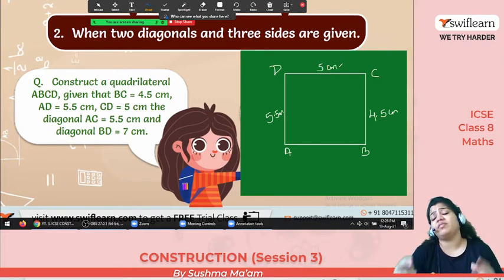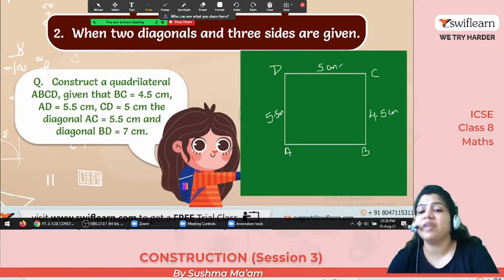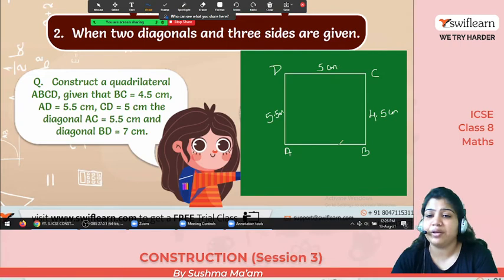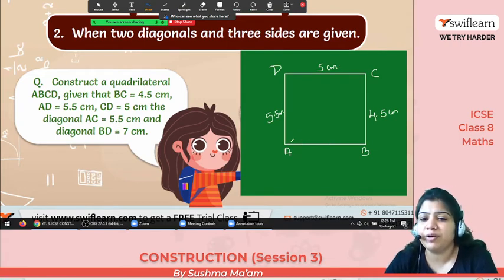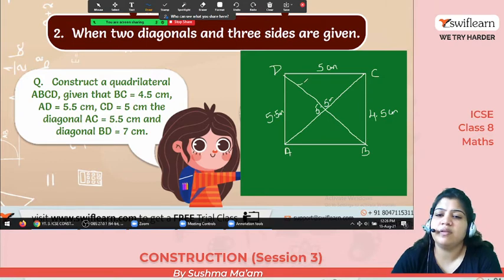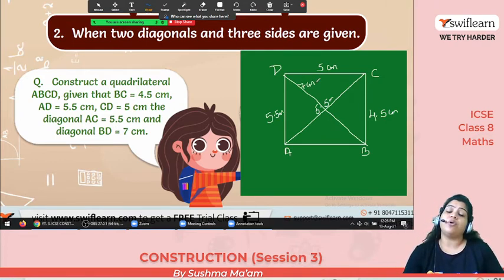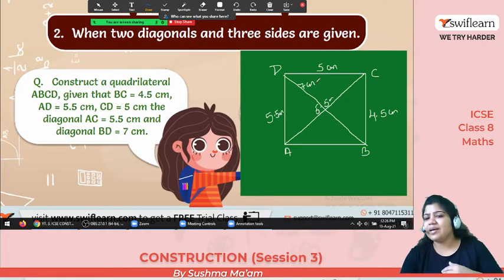So don't say ma'am it's a square, we can make it all sides equal. No, I am just making a rough sketch, and the given sides are different. And AC is 5.5, this is given, and this one is given, that is 7 centimeter. Now see, I already told you when you are constructing a quadrilateral, always start from a diagonal. Now here you have 2 diagonals. You can start with any of the diagonals. That totally depends on you.